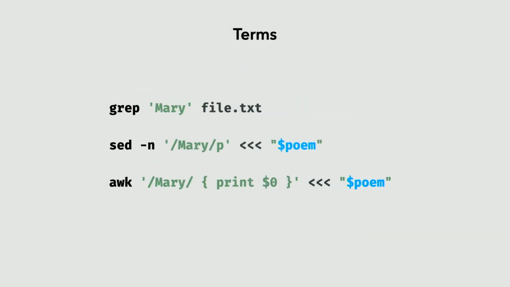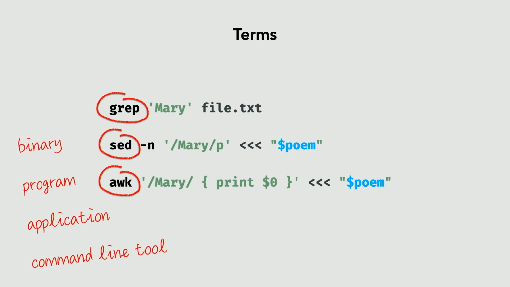And just so we can keep things straight, let's define a few terms that identify parts of a command. These are the three commands I showed you earlier for returning all the lines containing Mary from my poem. Sometimes I may loosely refer to the entire line as a command, and I don't want that to be confusing. So let's call each of these lines a statement. I'm telling the computer what I want it to do. We quite often refer to these as commands too. Each of these, grep, sed, and awk, is a binary, or a program, or an application, or a command line tool. It's a compiled piece of code that accepts instructions and it carries out an action.